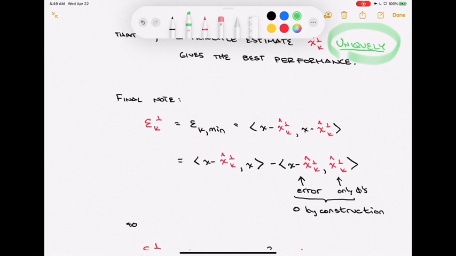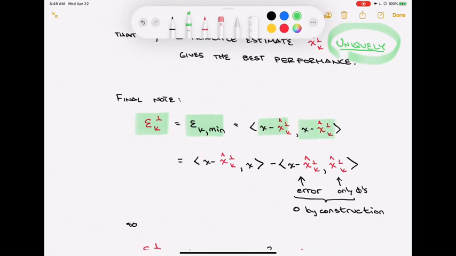If we take a look at the size of the error that we get when we use the orthogonality principle, we already knew that was the minimum kind of error size that we could get. So I could also call that E sub k min. It's the minimum value. What does that look like? Well, the size of the error is just the error inner product with itself. That's how we get a size squared.